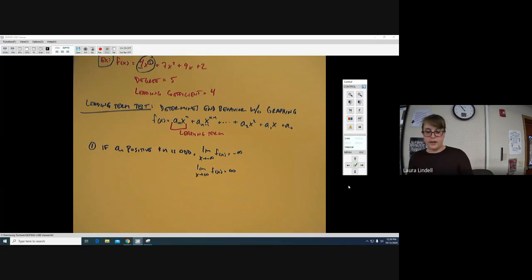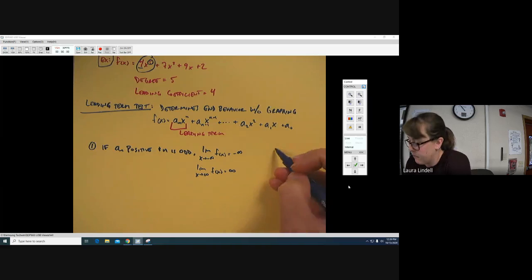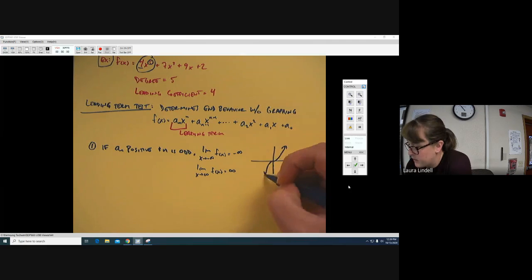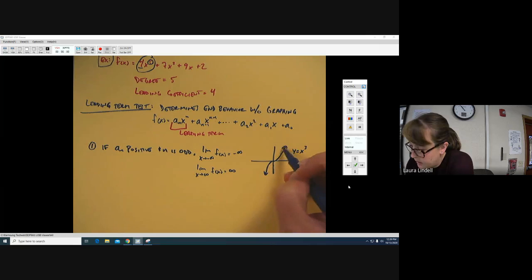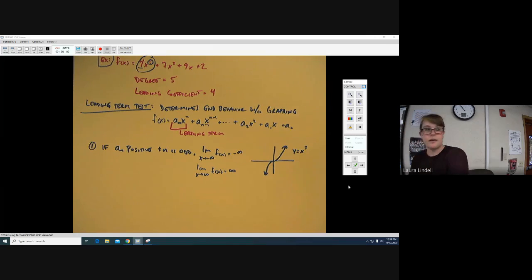So the idea that we get here, or an example of what that might look like, is if we had something like y equals x cubed. So our leading coefficient is positive, n is odd, and we have the right-hand side going off to positive infinity, and we have the left-hand side going off to negative infinity. So that's an example of this first case here.